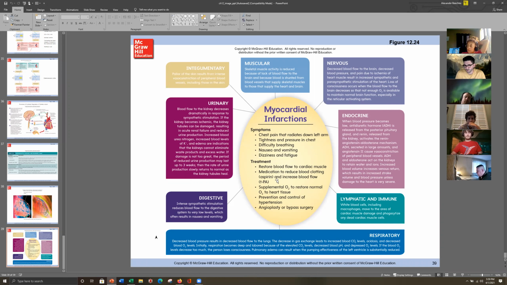But again, as a trade-off, if you end up getting a cut or something like that, the odds of you dying from loss of blood are much, much higher because your blood isn't going to clot the way that it's normally supposed to, right? So supplemental oxygen, prevention and control of hypertension, angioplasty, or bypass surgery, right? So those are some of the treatment options for heart attacks or myocardial infarctions.